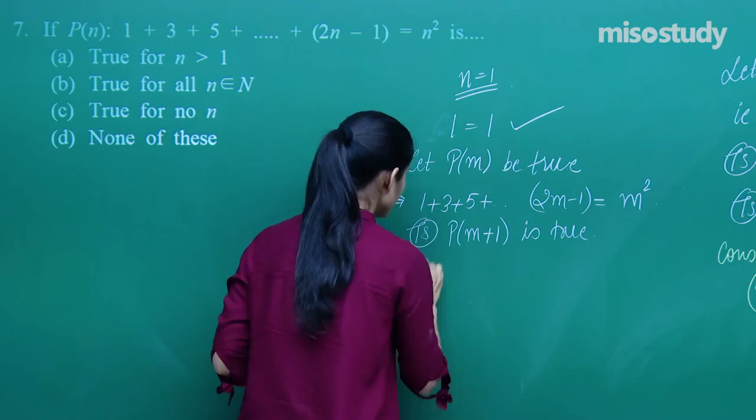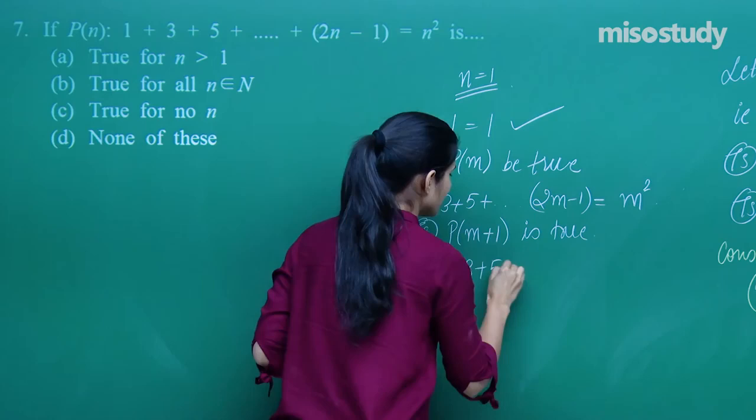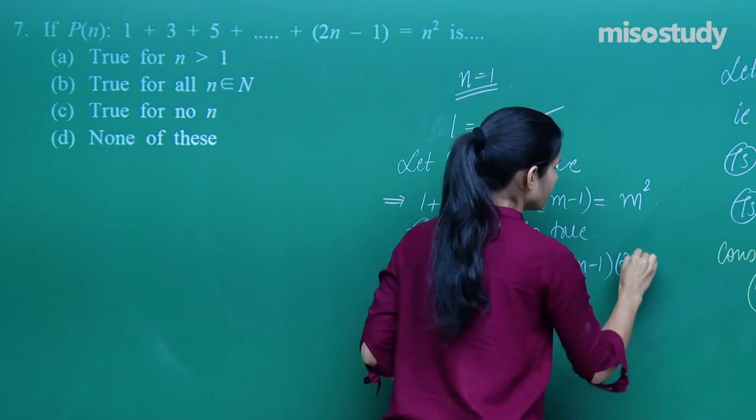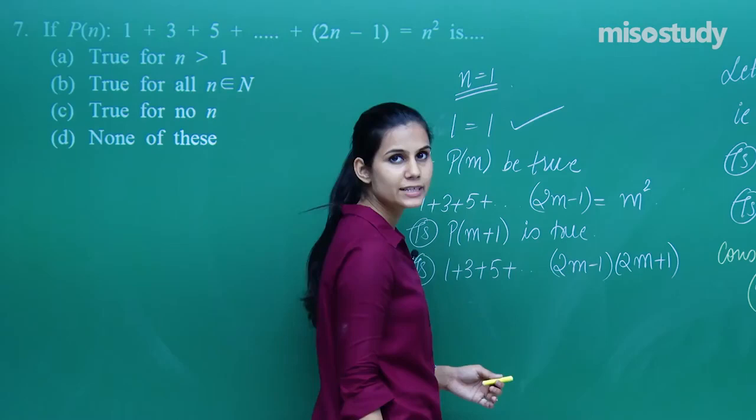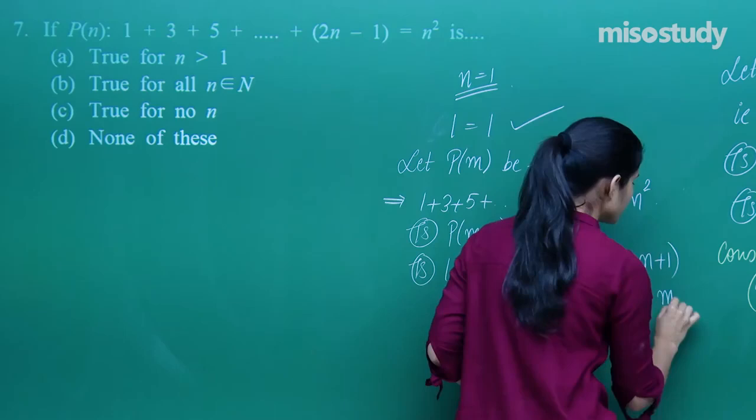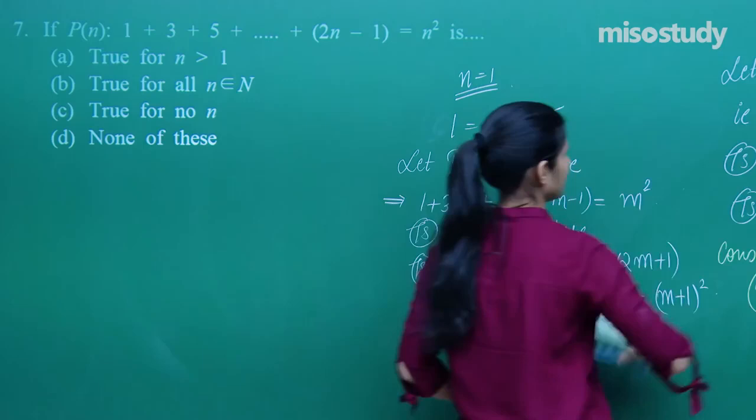That means I have to show that when in place of m, I put m plus 1, I get twice of m plus 1 minus 1, which is 2m plus 2 minus 1, which is 2m plus 1. And before that, this term will be coming. This I have to show is equal to (m+1) square. That is, what is P(m+1)?